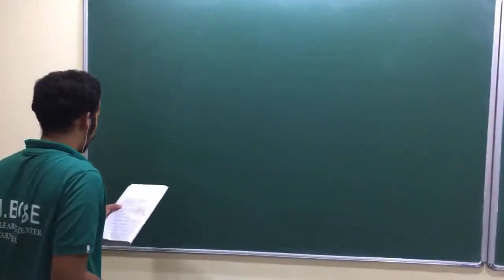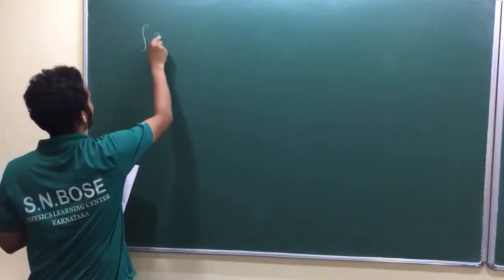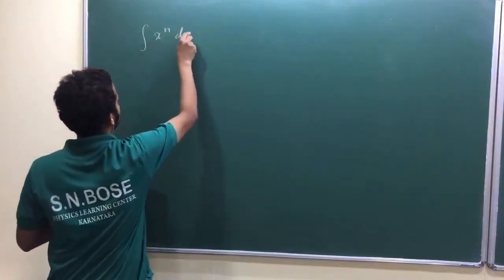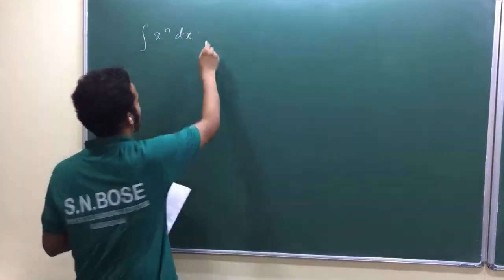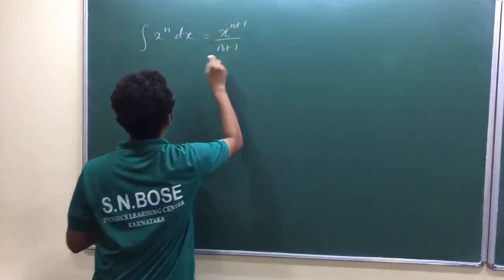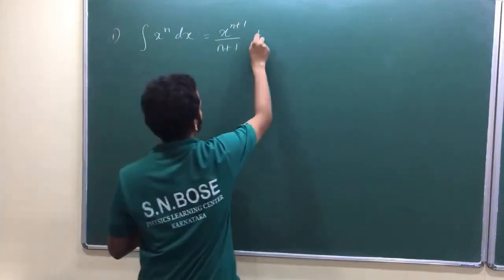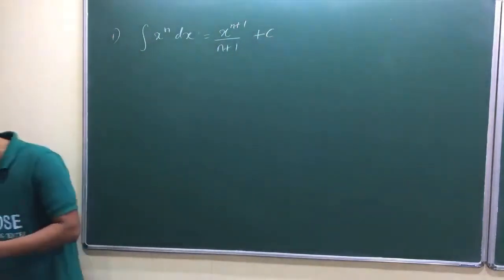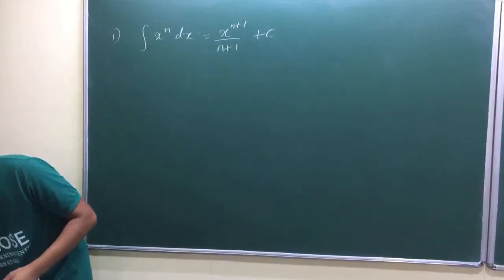Let me start with this one: integral of x power n dx. That's equal to x power n plus 1 by n plus 1, plus c. Let me quickly note down some of them.